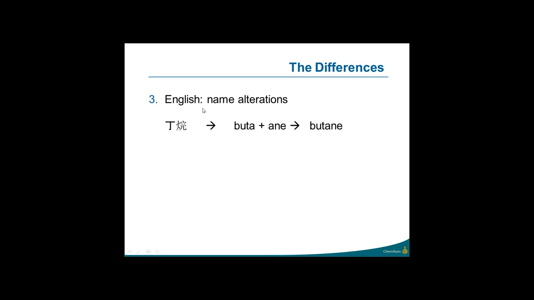And also, English names are different too. For example, for butane, BUTA is the prefix for four carbons, and ANE is for alkane. If you put them together for English names, if there are two A's next to each other, you omit one of them. Then you have butane. But if you do not know that and simply put buta and ANE together, then you have an incorrect name.